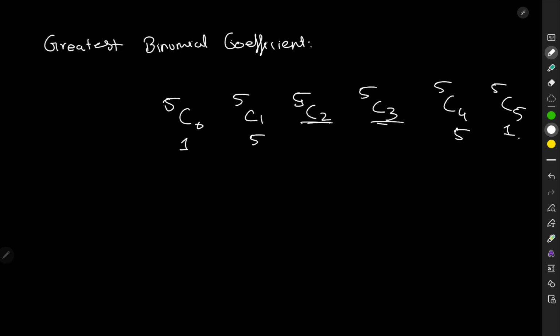We know that this and this value will be equal because 5C2 is equal to 5C(5 minus 2), right? So which is 3. These two will be equal. And what will be this value?